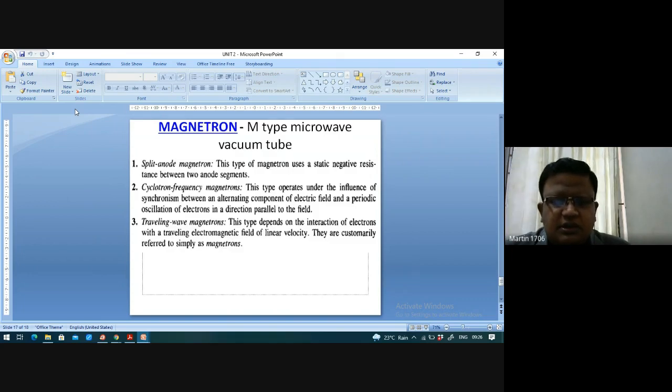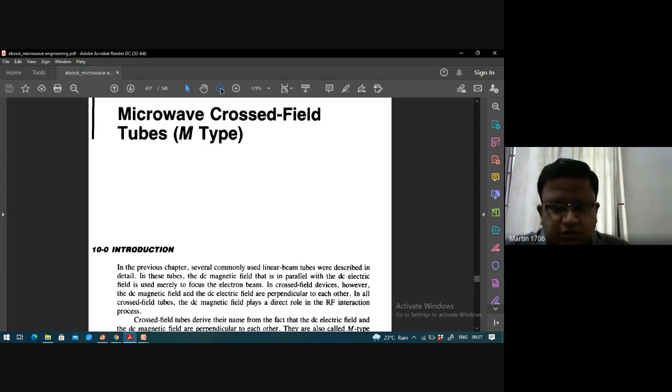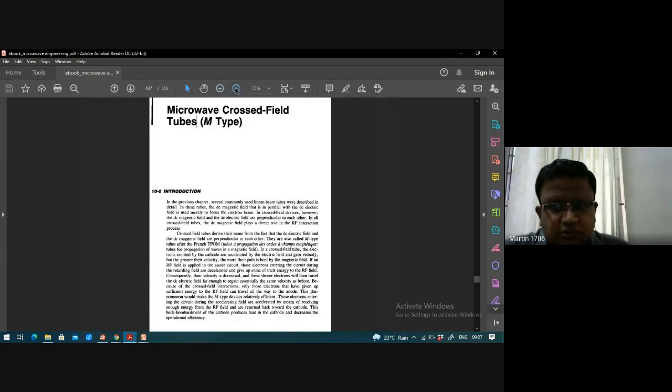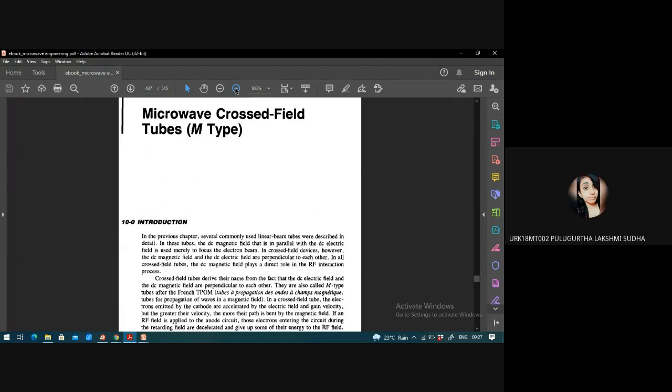Okay, let me go with the magnetron. First of all, I will go with the magnetron in your textbook so that it will be really good for you. Can you see this textbook, the e-textbook? Yes, sir. Yeah, thank you.